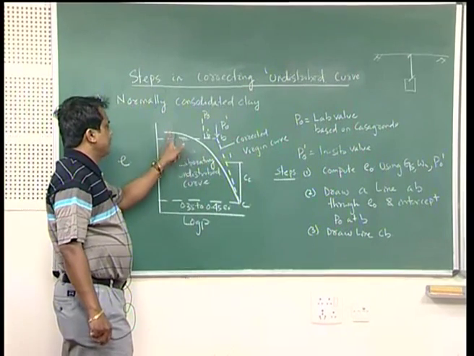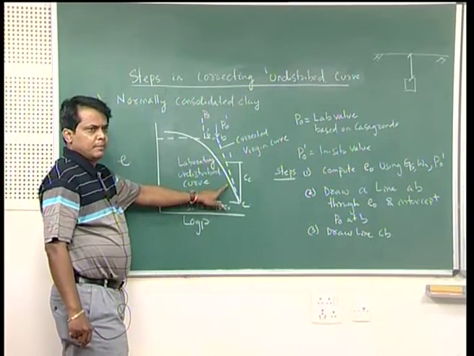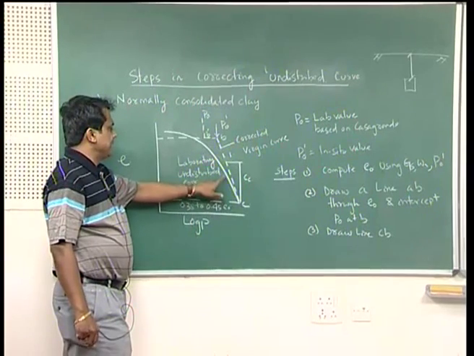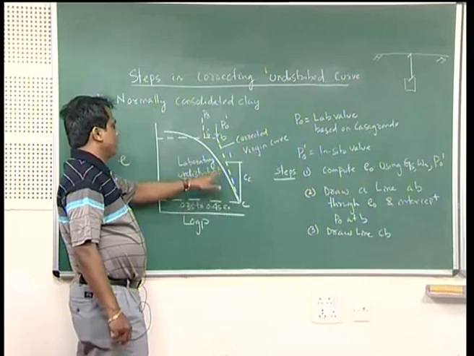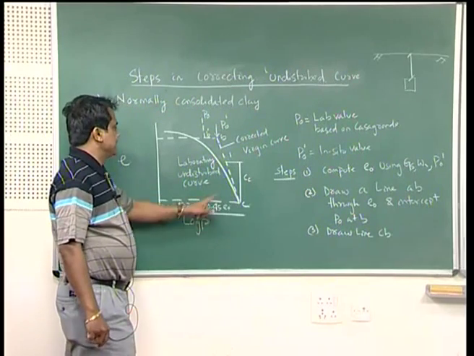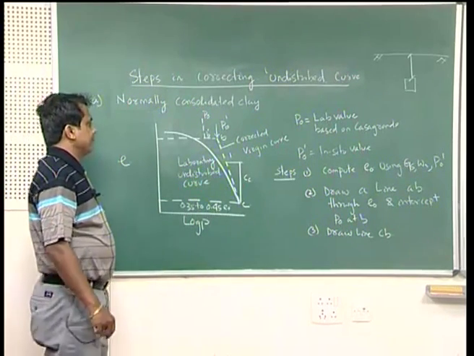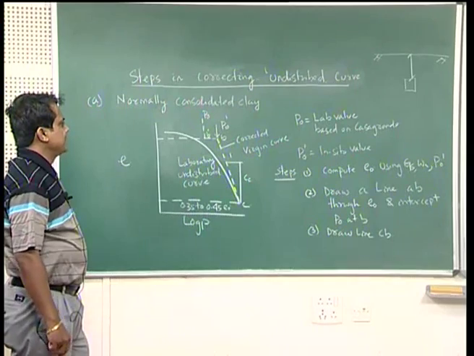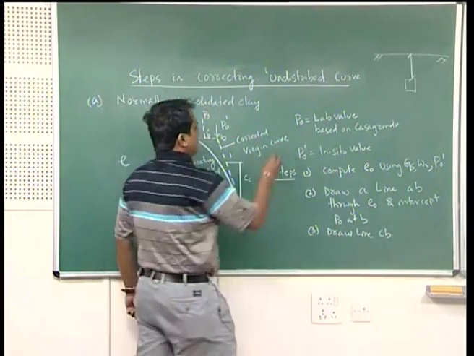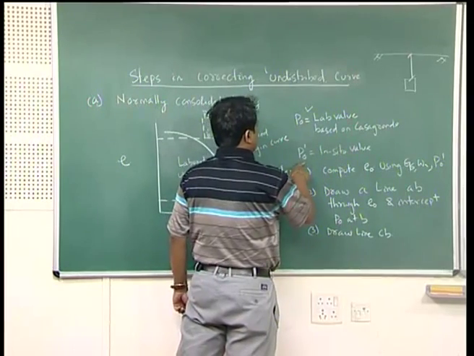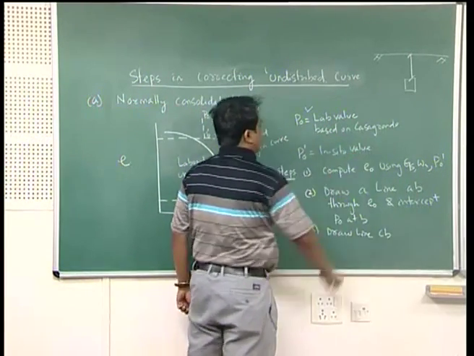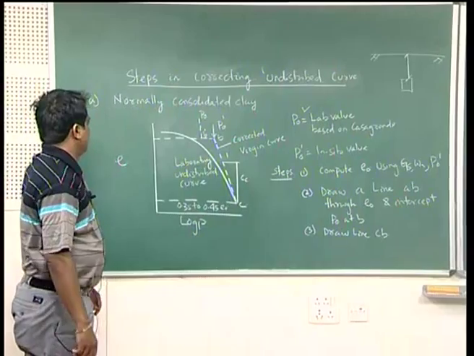This is the laboratory undisturbed curve, but that does not mean that it will represent the true curve of the field. That means certain corrections are required. Now, P0 means the lab value based on Casagrande, and P0 prime is your in situ overburden pressure.